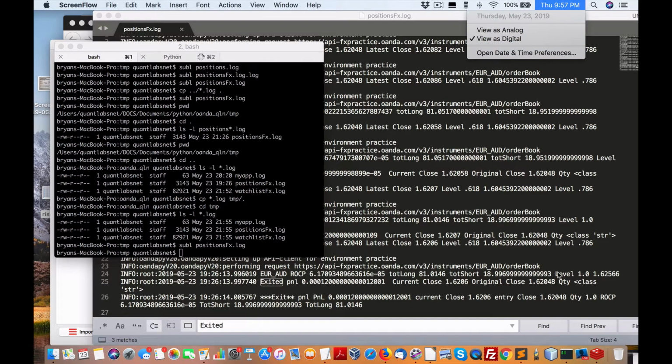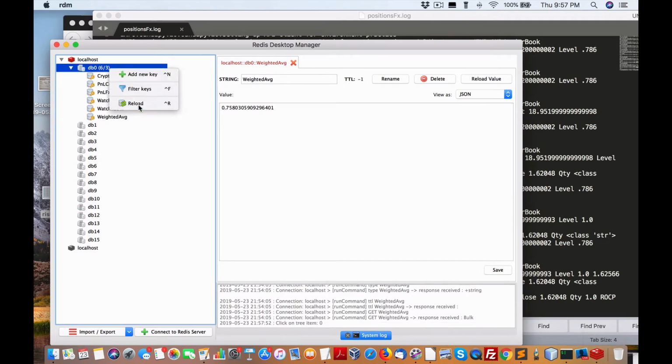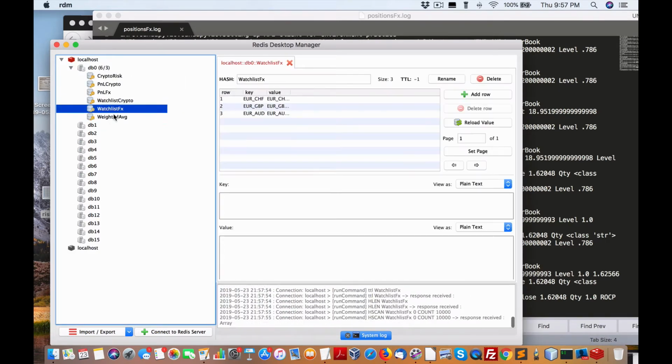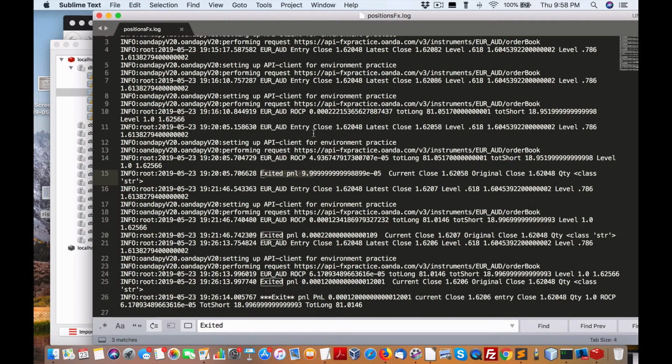So I just wanted to let you know I've turned on the bot now. It's scheduling, running. I'm going to give you a little run through of how this thing works. It's very similar to the crypto one with a database. We have a watch list, P&L. We also have a position table as well in the Redis database. We don't worry about weighted averages or crypto risk or any of that. This is how it works.